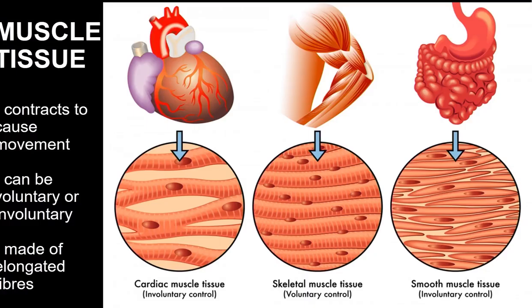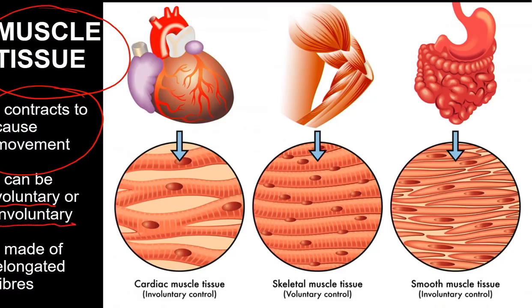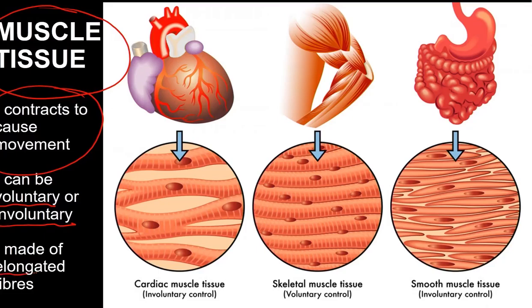Second type of tissue is muscle tissue. And muscle tissue's function is to contract to cause movement. Now, the contraction can either be voluntary, which means you decide you're going to get up and walk around, or involuntary. In other words, you don't need to think about it, your body will automatically do it. Now, all the different types of muscle cells are made of elongated fibers, and there are 3 different types.